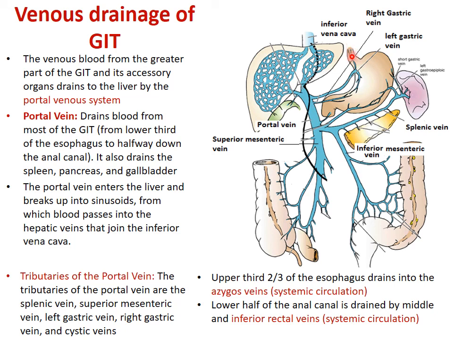So here there is a junction in the esophagus between the upper two-thirds and the lower one-third. In the lower one-third, the venous drainage goes to the portal system, and in the upper two-thirds of the esophagus, the venous blood goes to the systemic circulation through the azygous vein, right? So here there is a junction, an anastomosis. That anastomosis is called the portosystemic anastomosis.